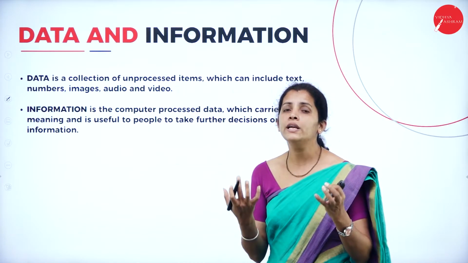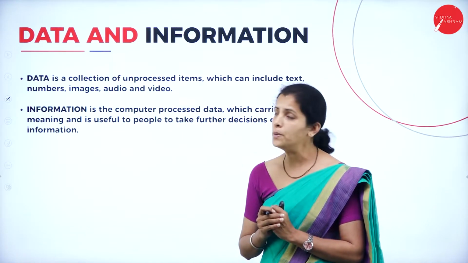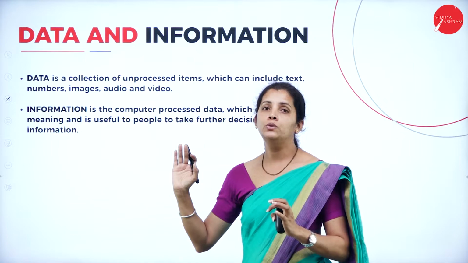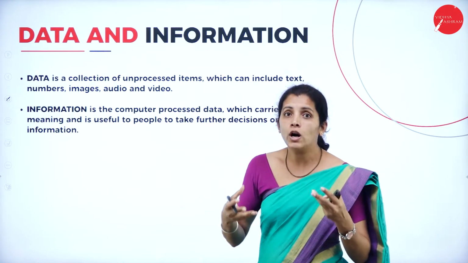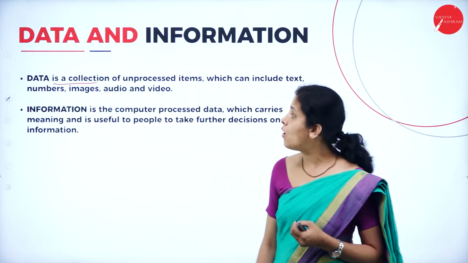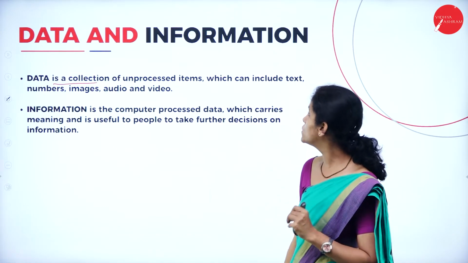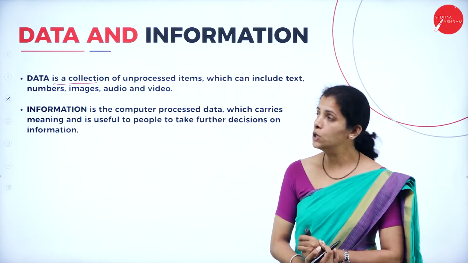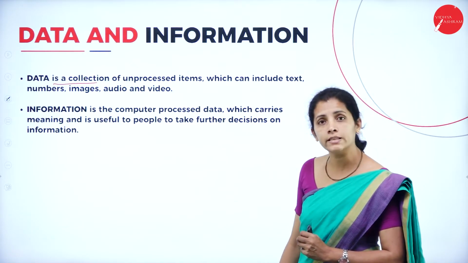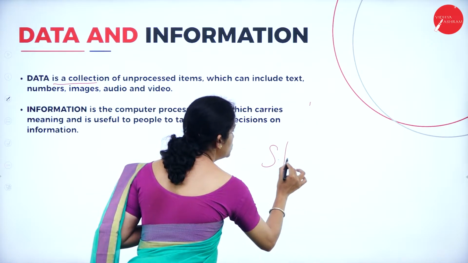So, dear student, frequently we are going to use two words, that is data as well as information. So, what is data here? For example, I'm going to tell I have data. So, what is this data? That is nothing but a collection of unprocessed items. It is nothing but the collection of unprocessed items, and that may include images, audio files, video files, text, numbers, etc.